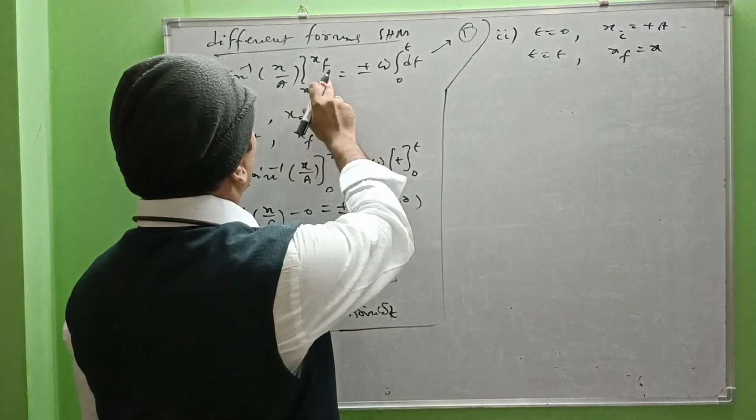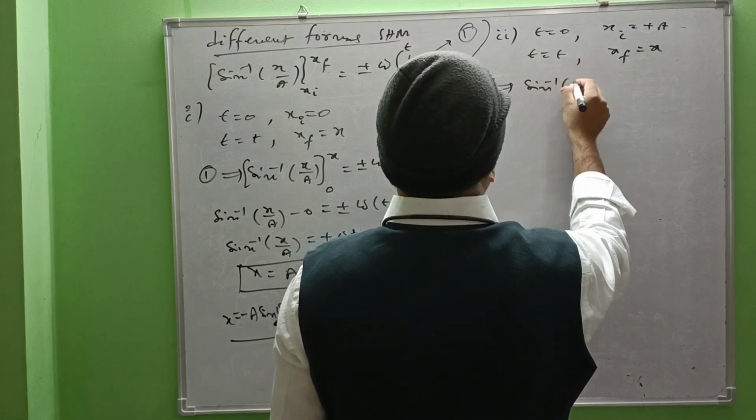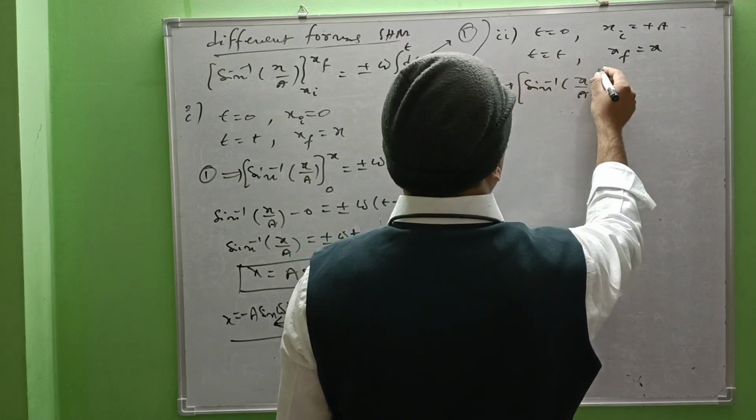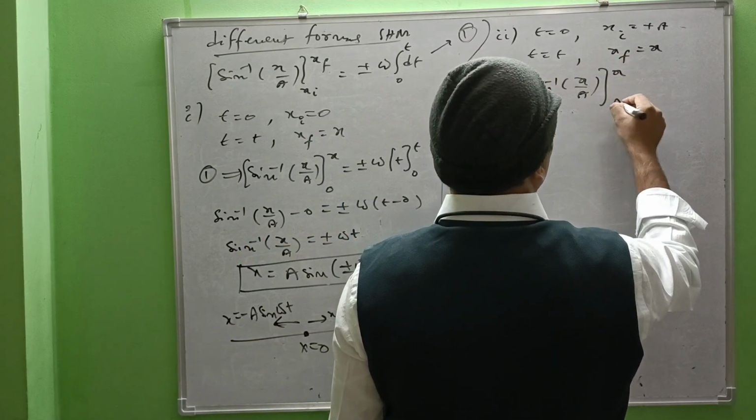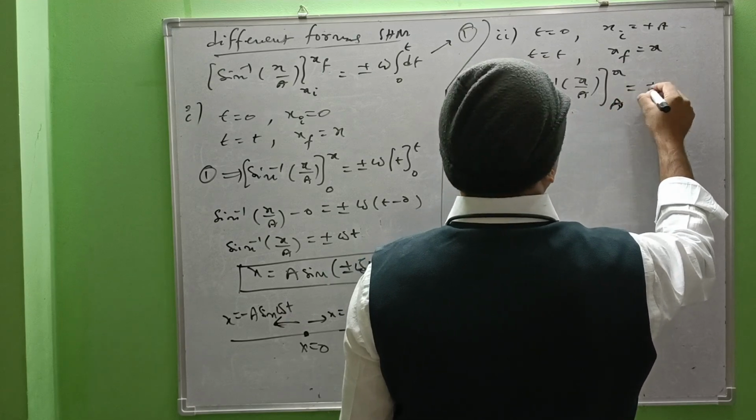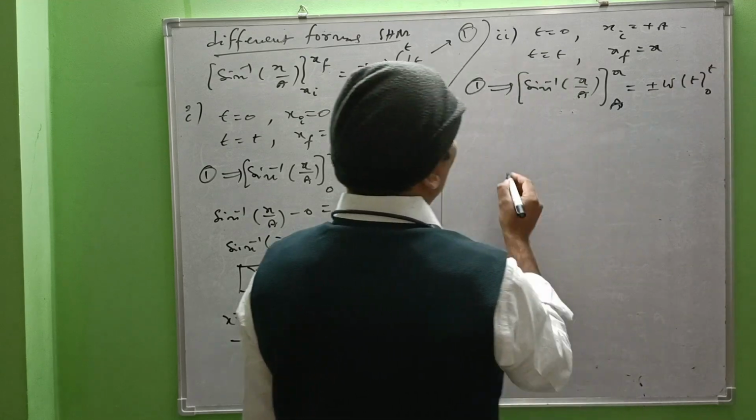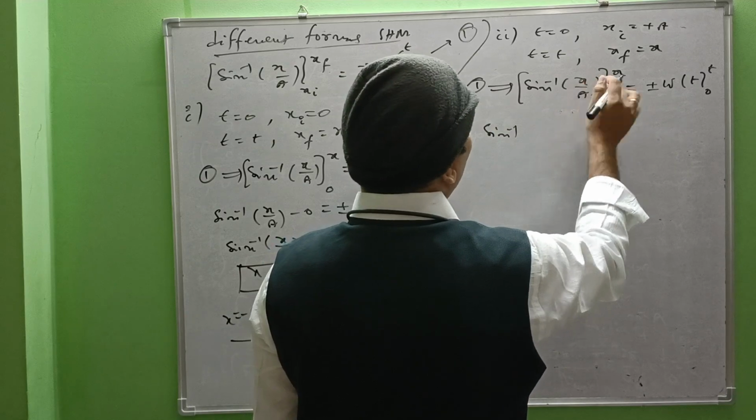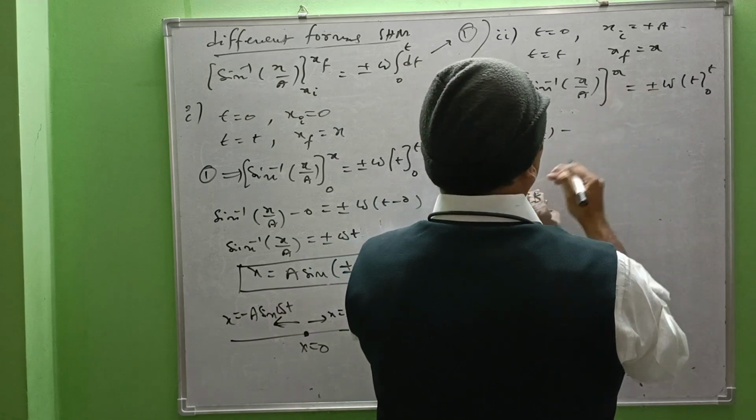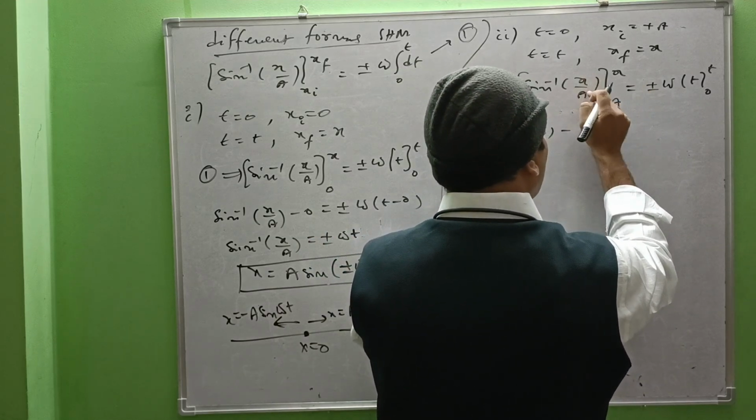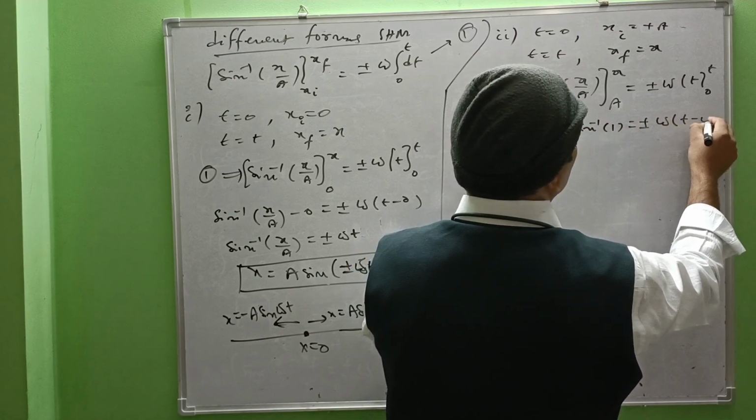Now modify the expression here. Sin inverse (x/a) at limits xi to x, that is +a to x, equals ±ω into t, limits 0 to t. Now sin inverse of the upper limit x by a, minus the lower limit, a by a. See here, instead of x we have to consider a. a by a means 1. Sin inverse 1 equals ±ω into (t − 0).